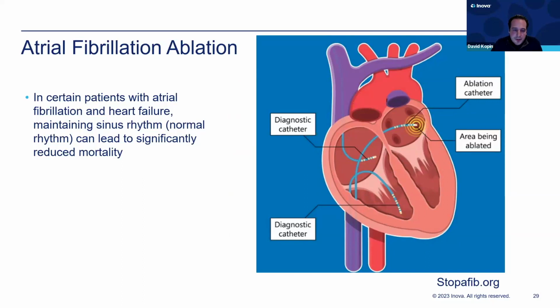So I mentioned arrhythmias can cause heart failure. Atrial fibrillation is a particularly important one because it is associated with heart failure, and we have really good therapies for it. In particular, an atrial fibrillation ablation, where the electrophysiologist, the heart rhythm doctors, can use catheters to actually ablate or burn or freeze a portion of the heart that is causing the arrhythmia to stop atrial fibrillation.